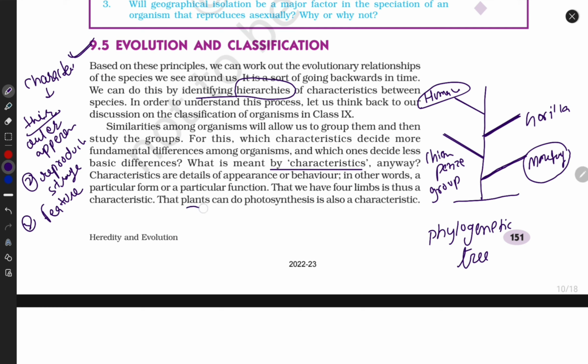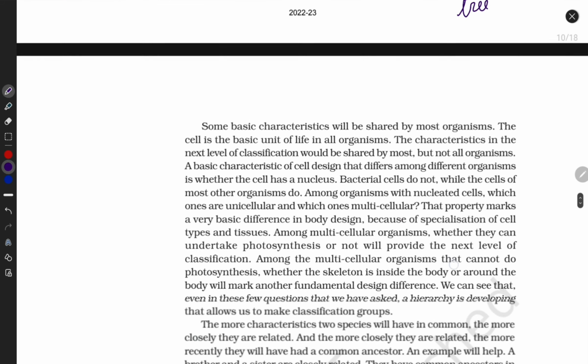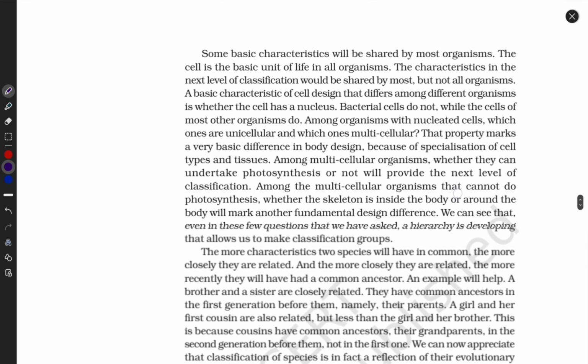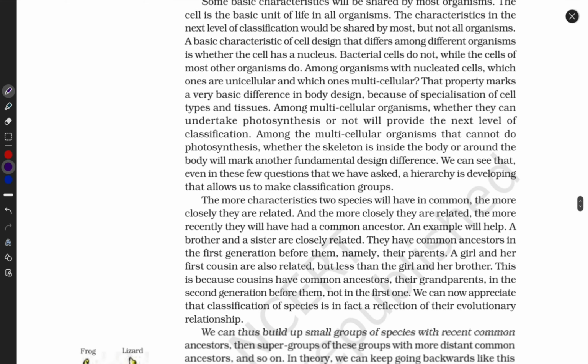Okay. Now, plants can do photosynthesis is also a characteristic. I know some plants, no, all green plants do photosynthesis. So these are different characters. Some animals have two hands, two feathers. Some animals have two hands, two legs. Okay guys. So according to them, they are divided into different groups.